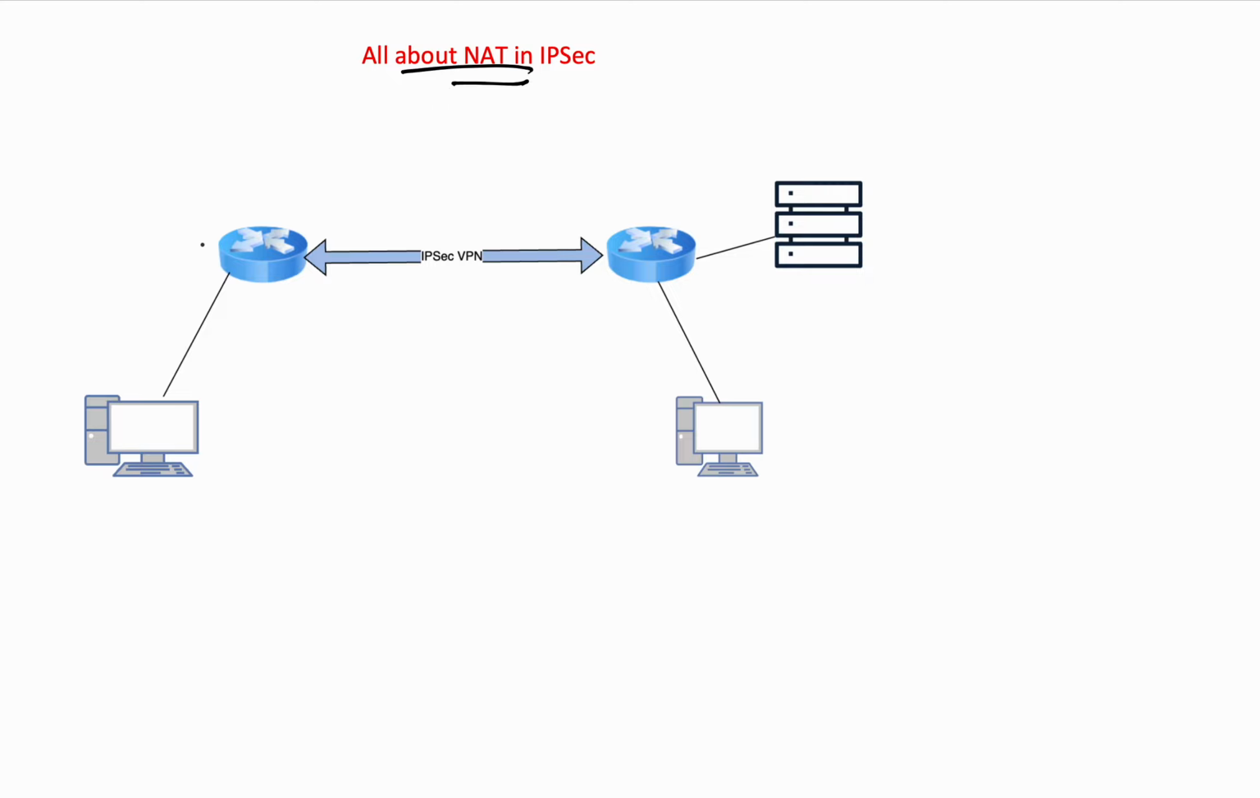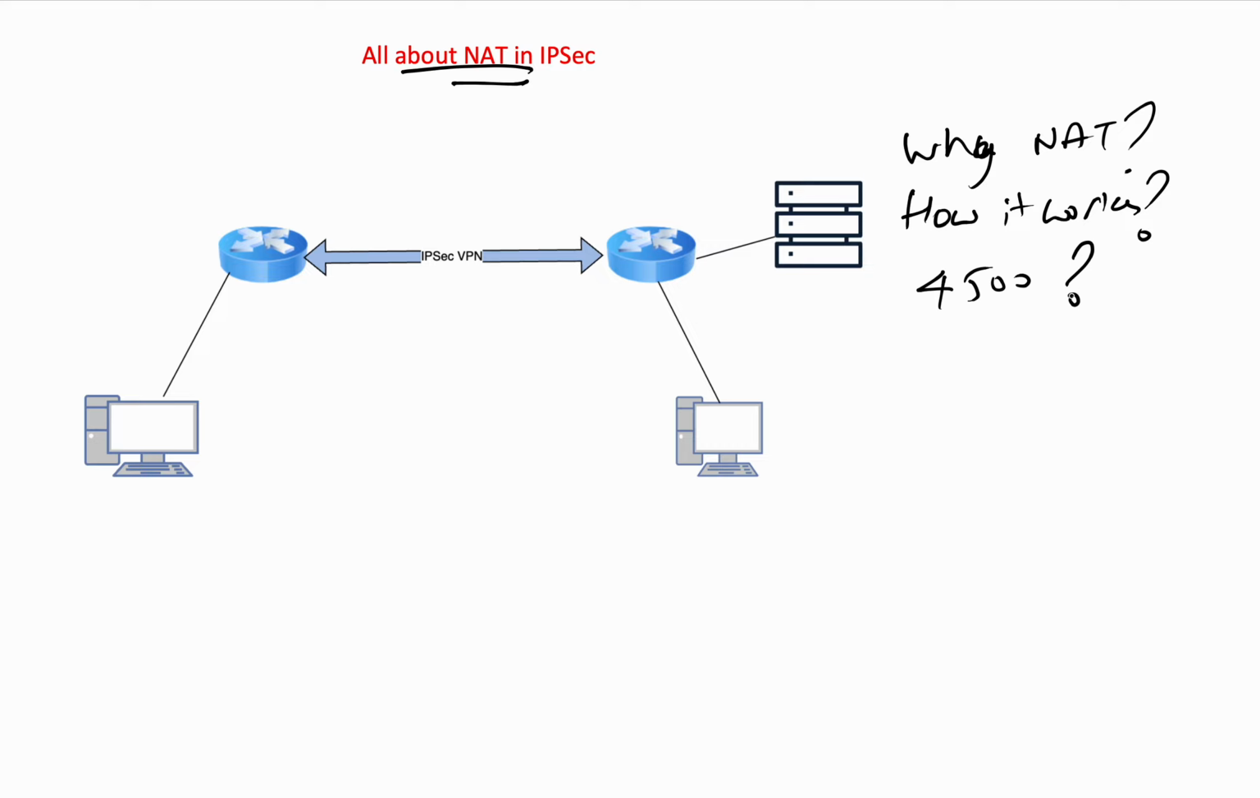Like, if you're asked, you have an IPsec tunnel, correct? In that tunnel, why do we use NAT? That's the first question they'll ask. Then they'll ask, how will it work? Then you need to know that it usually uses port 4500 UDP, correct? Why do we use it? So these are three questions which are often asked.